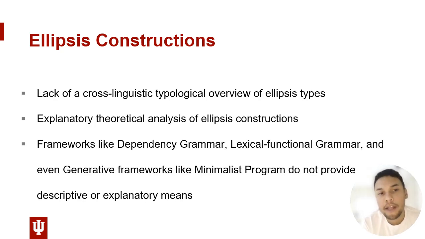So there is a clear lack of cross-linguistic typological overview of ellipsis types, and the explanatory theoretical analyses of ellipsis constructions do not necessarily translate easily to more practical applications. And frameworks like dependency grammar, lexical functional grammar, and even generative frameworks like the minimalist program do not provide descriptive or explanatory means.